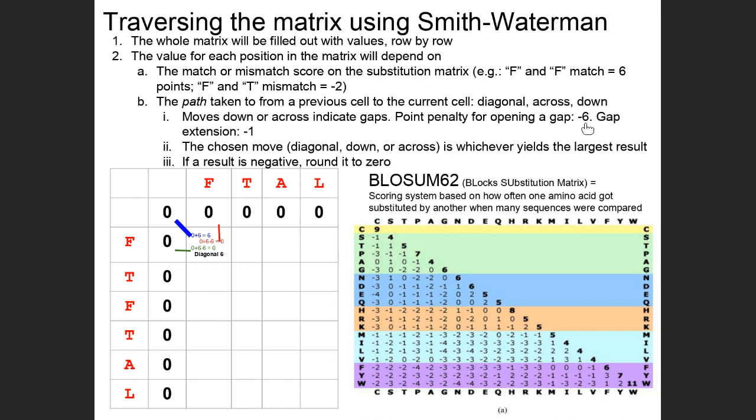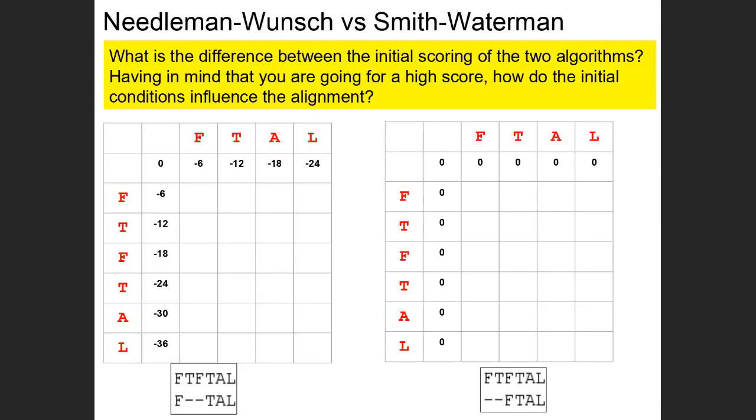If you moved already once, and then on the next one, you move again, there's a gap extension, and you lose only 1 point. So opening a gap is a higher penalty, but continuing that same gap, you lose fewer points. So let me show you an example on the alignment. In here, there was a penalty for opening a gap. But then this would be a gap extension. So the penalty for extending the gap is lower than the penalty of opening the gap.